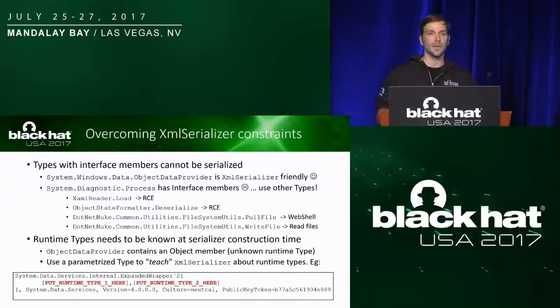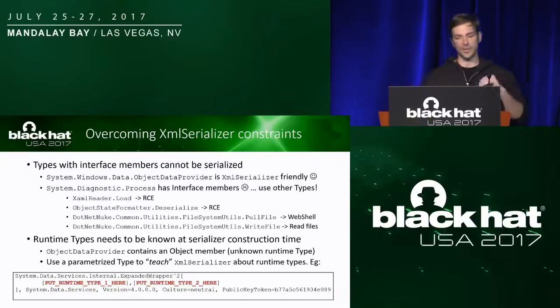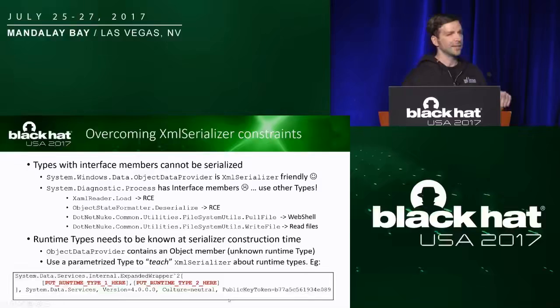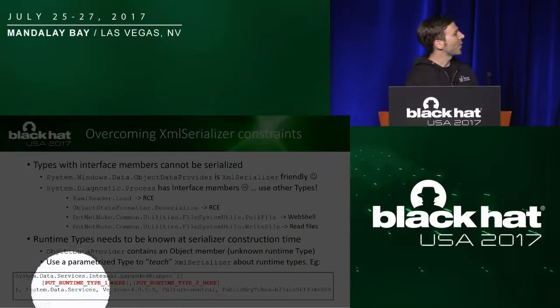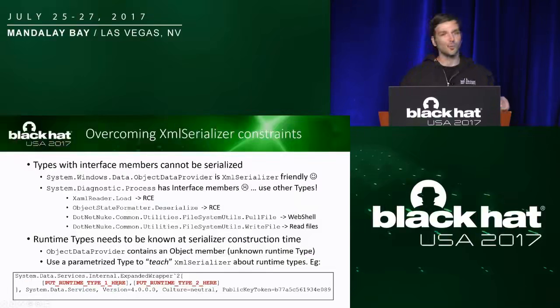So these types won't be in the whitelist, and so the XML serializer will prevent the deserialization of these types. So we needed to fool the XML serializer into including these types in the whitelist. The way we did it was by using this expected type, which is basically a parameterized type. In the parameterized type, we're placing our runtime types. So these are going to be included in the whitelist, and when we send our payload, it will work like a charm.